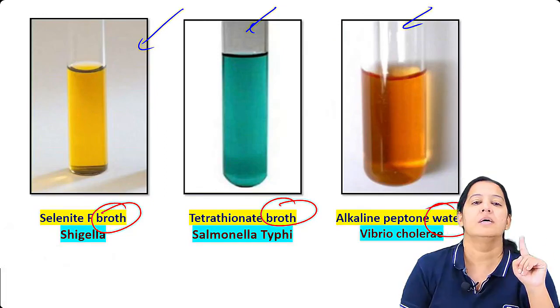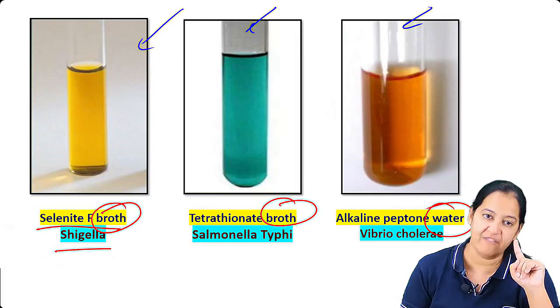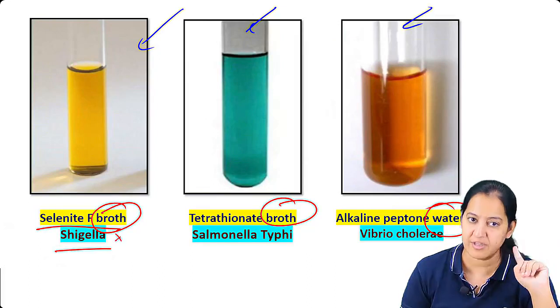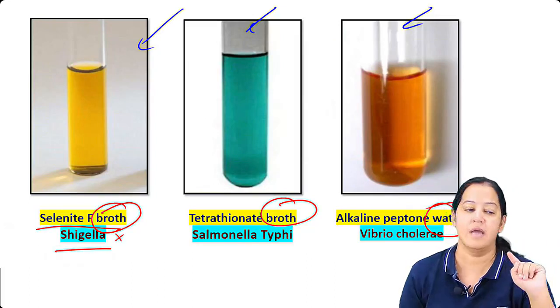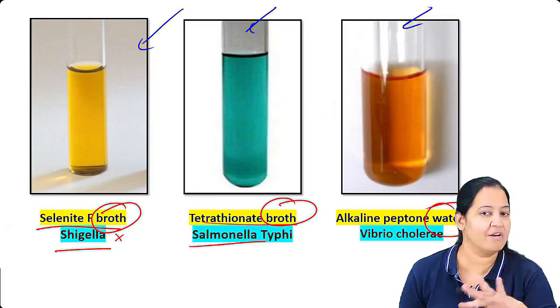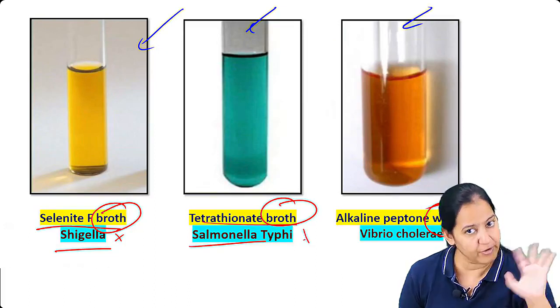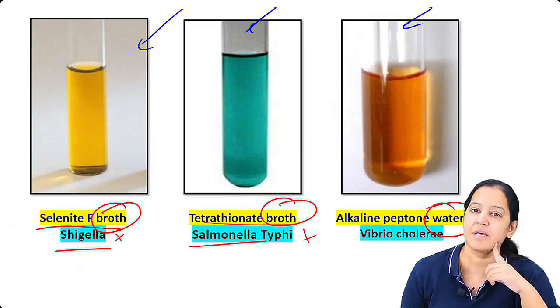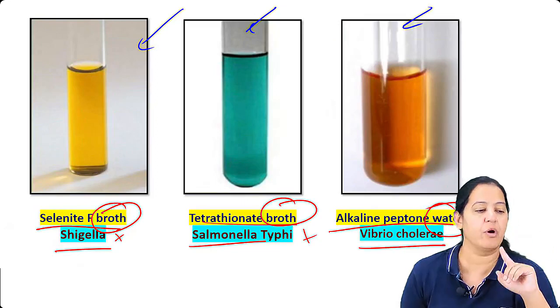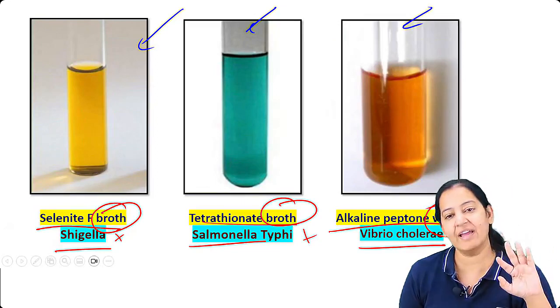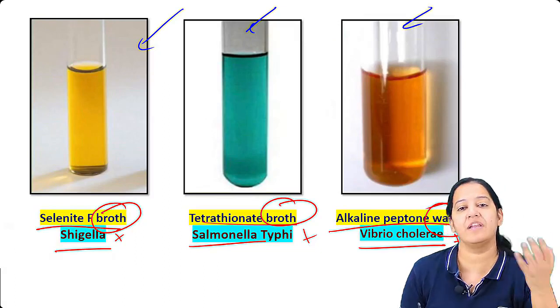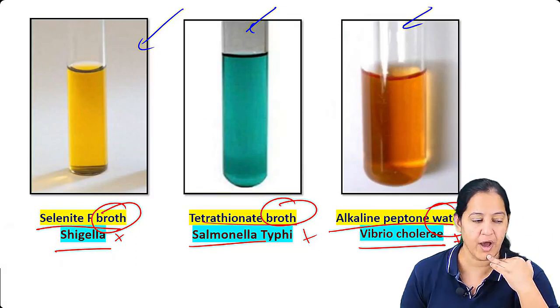In Selenite F broth only Shigella will grow, others will not grow because it has stimulatory substance for Shigella and inhibitory for others. In Tetrathionate broth only Salmonella will grow, others will not grow because it has stimulatory substance for Salmonella and inhibitory for others. In Alkaline peptone water Vibrio will grow, others will not grow because it has stimulatory substances for Vibrio and inhibitory for others. You got it? Harsh, you got it?